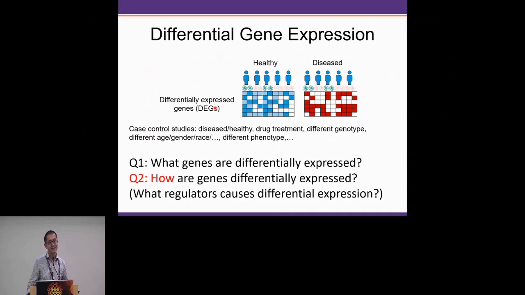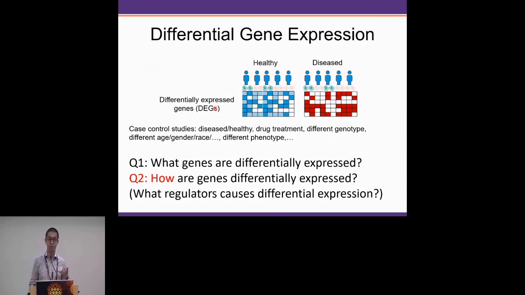So we start from a very simple question: we have healthy people and diseased people, and in many studies we are interested in what genes are differentially expressed between them. There have been many methods. Then a more mechanistic question we may be interested in is: so many genes are differentially expressed, who caused their differential expression, and how are they differentially expressed? That is the question.